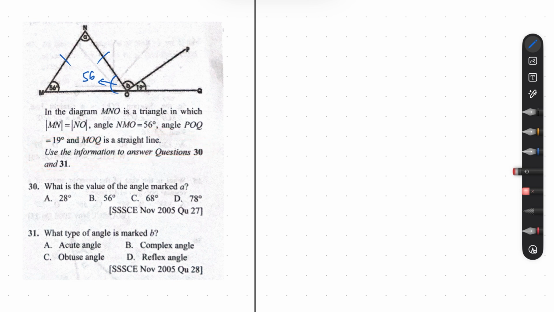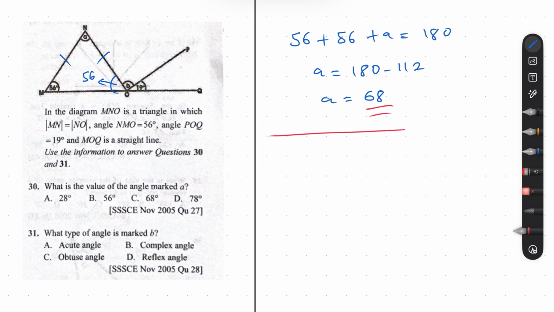Question 30 says, what is the value of A? This angle A here. How do you find A? We know the sum of angles in a triangle add up to 180. So 56 plus 56 plus A should give us 180. A is equal to 180 minus 112. So A will give us 68.